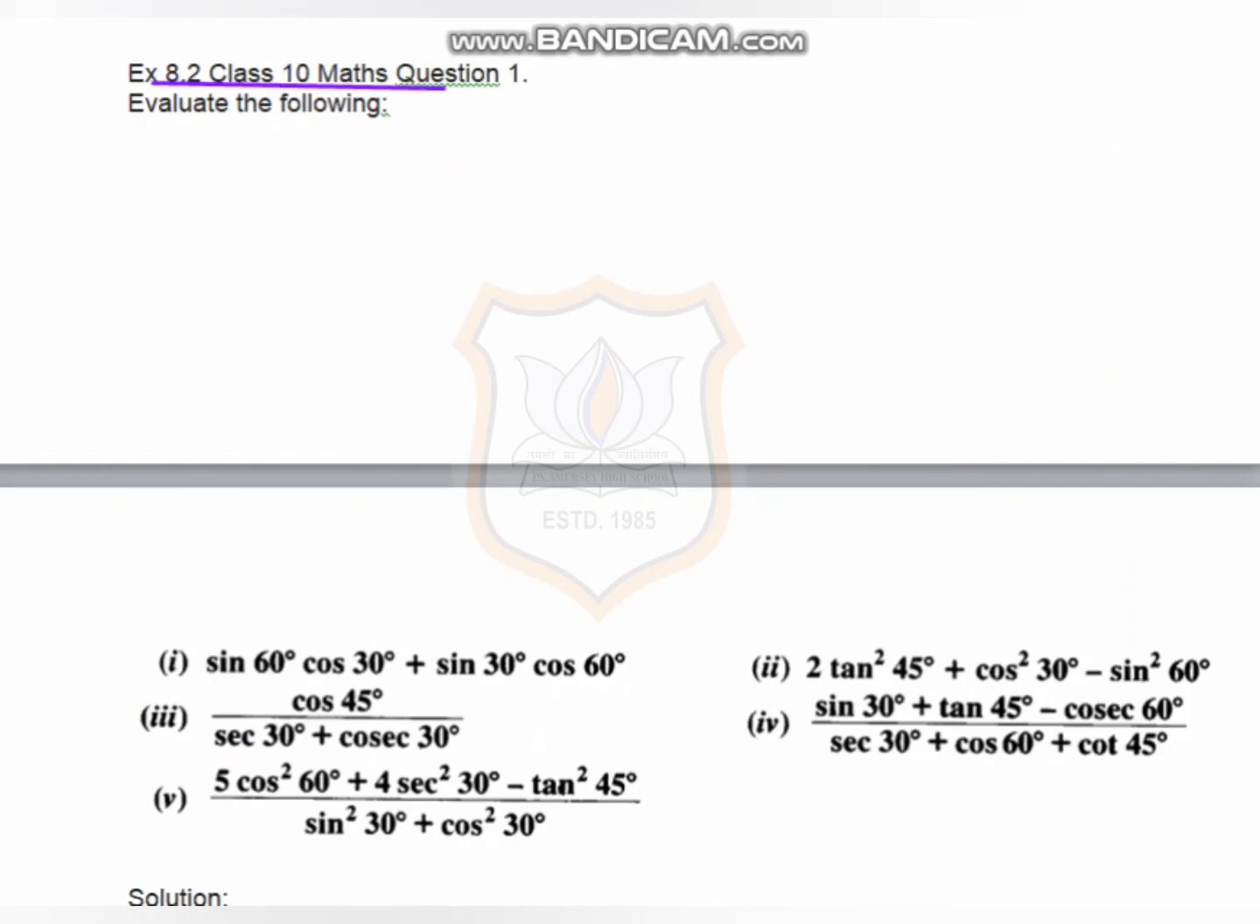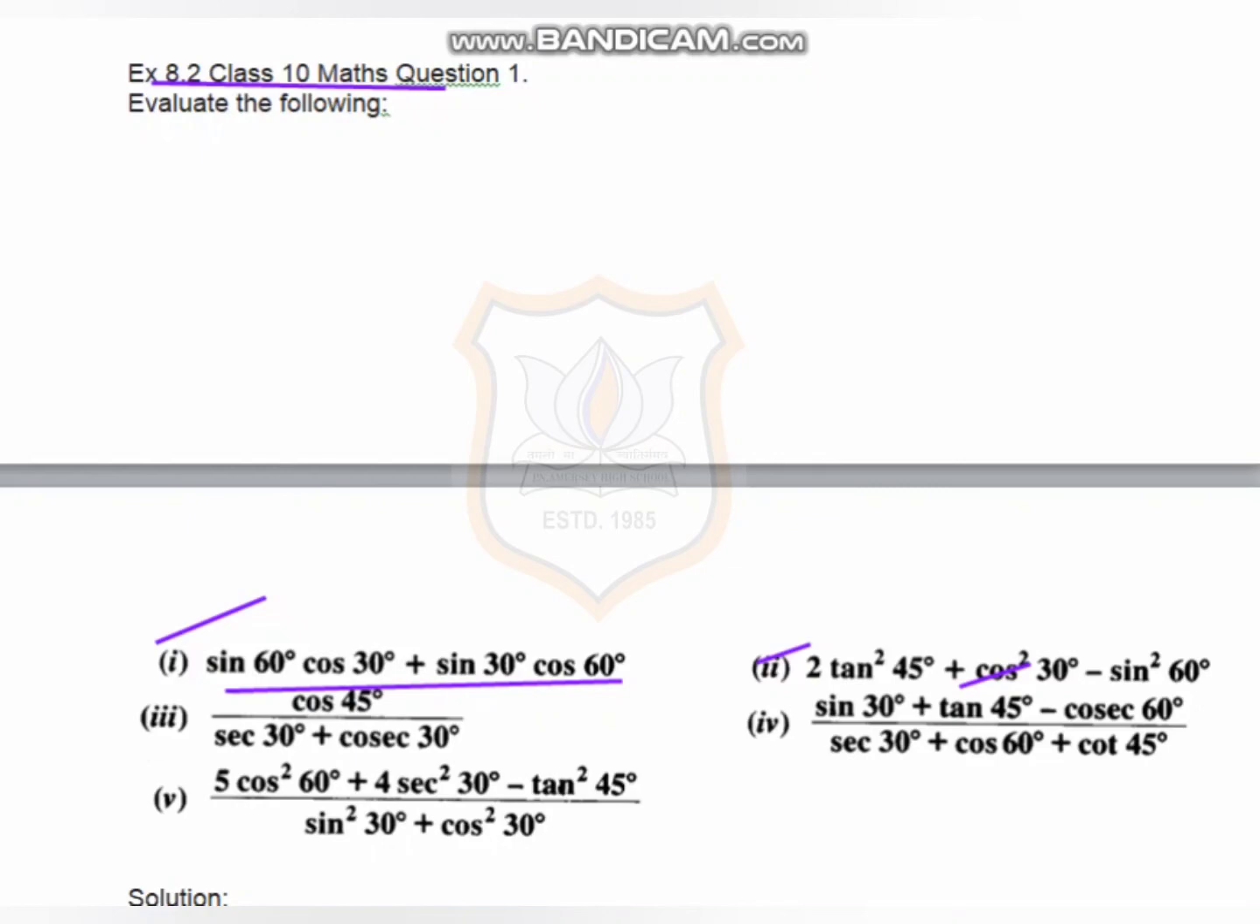Exercise 8.2 question number 1. Here we have 5 questions. Sine 60 cos 30 plus sine 30 cos 60. Next question, tan square 45 plus cos square 30 minus sine square 60. This way we have 5 questions to solve. If you remember the values of sine 30 and cos 60, then these two values are to be multiplied, and after that you have to add the values.